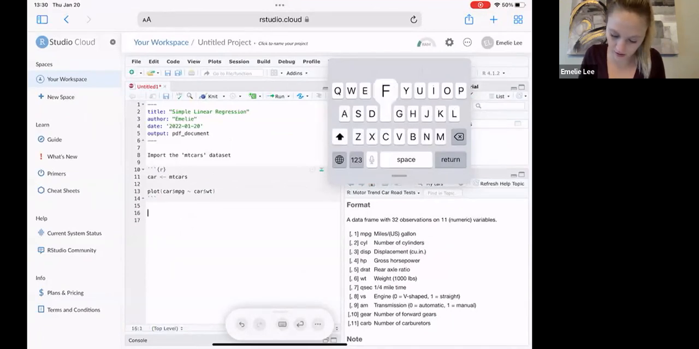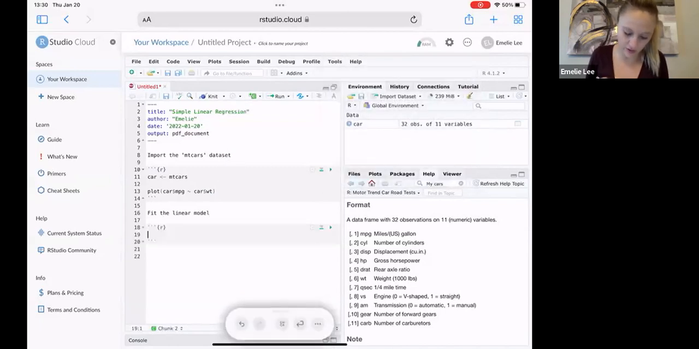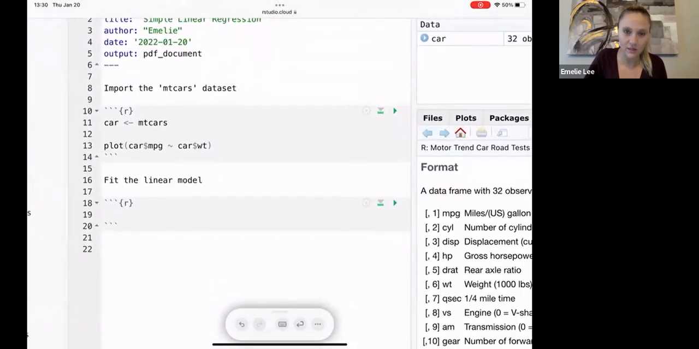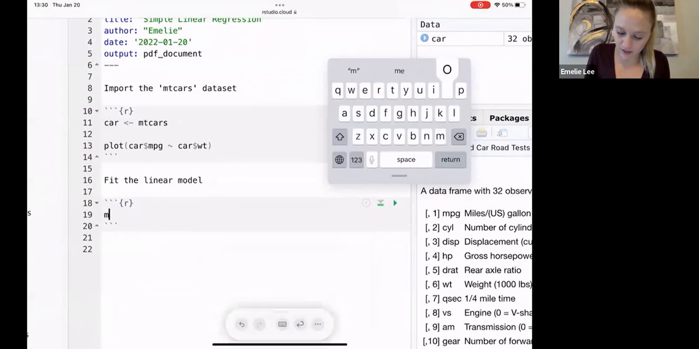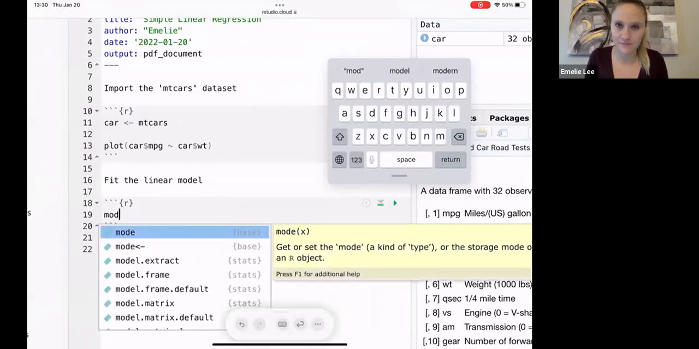Now fit the linear model. I'll post this R code after class, but for now, just insert an R code chunk. That's where you would be able to change it to be a Python code chunk if we wanted to. So, fit the linear model. Here we go. I'm going to store it in an object called mod. Very original.